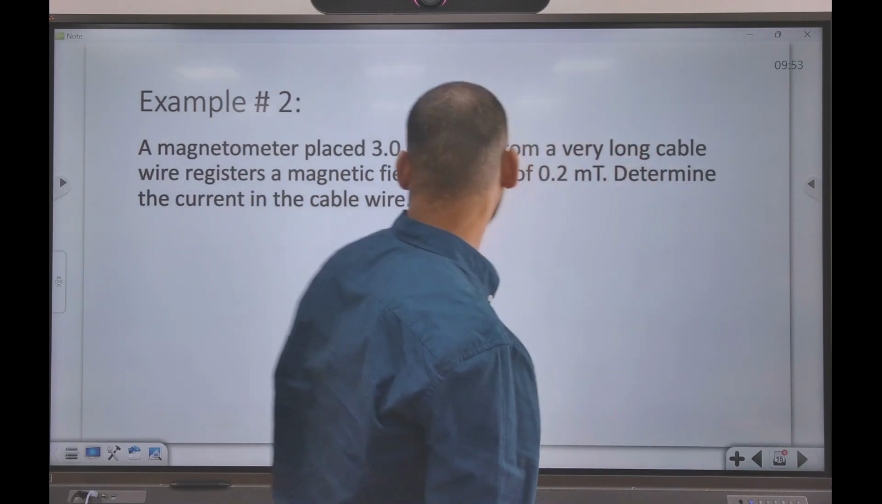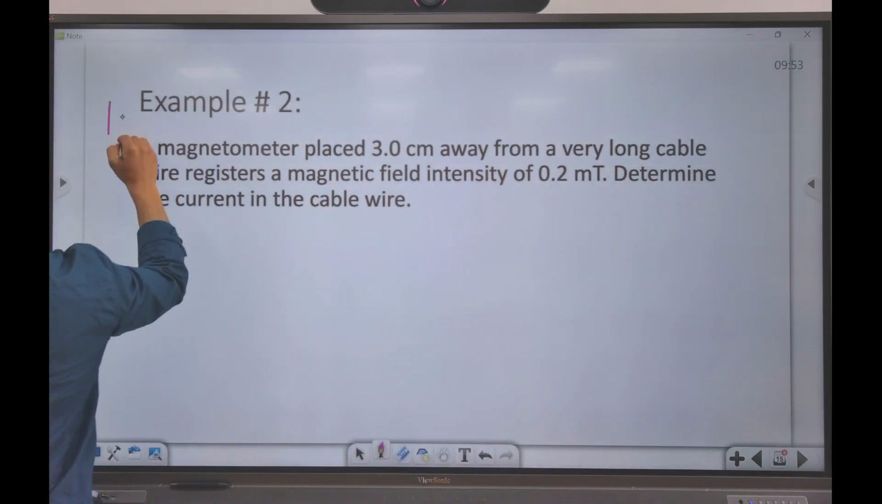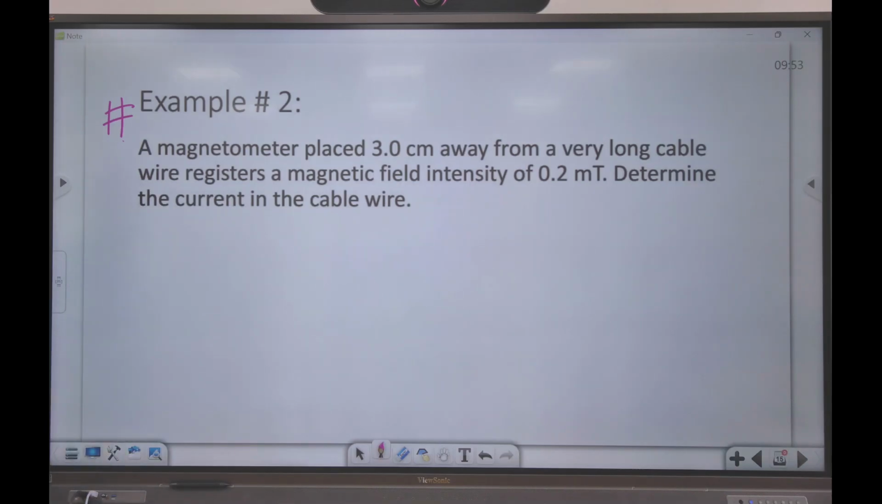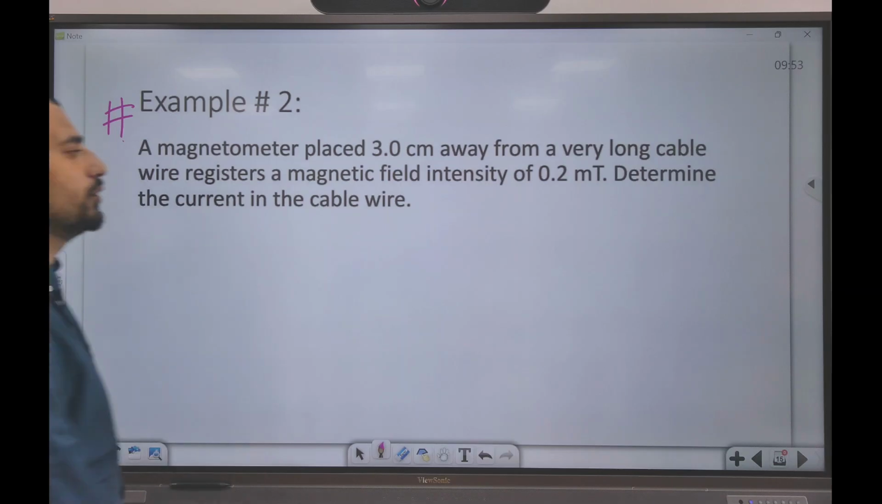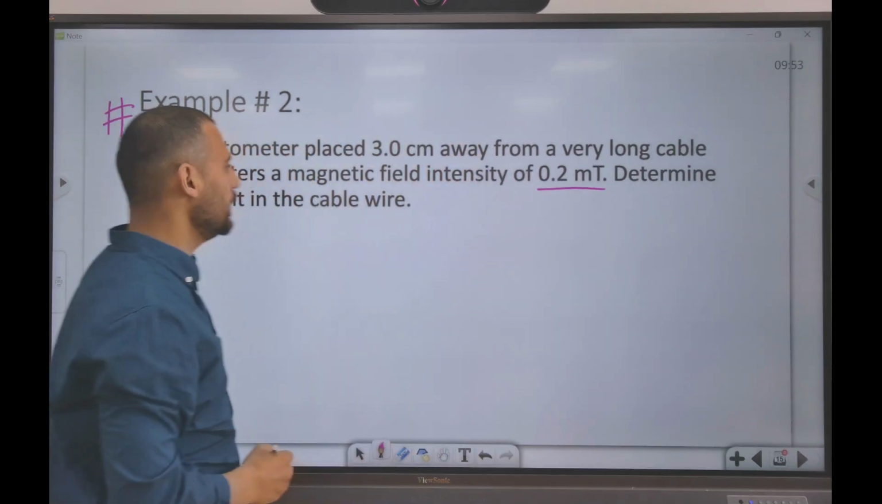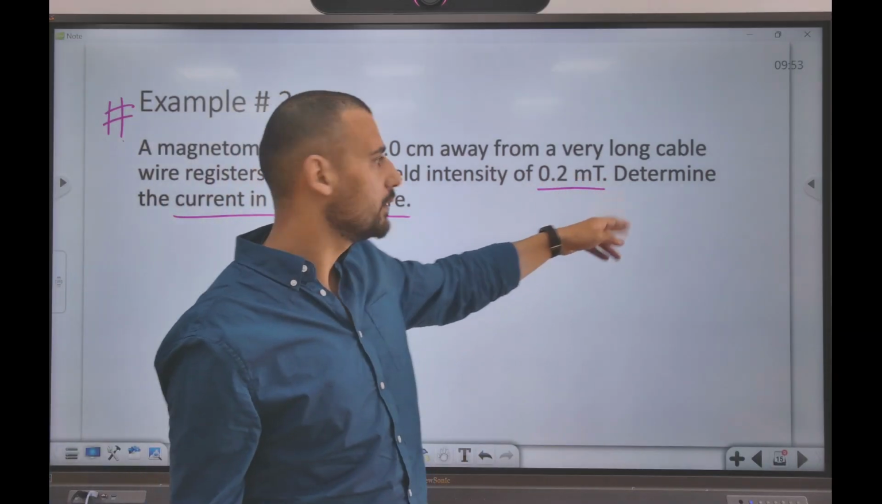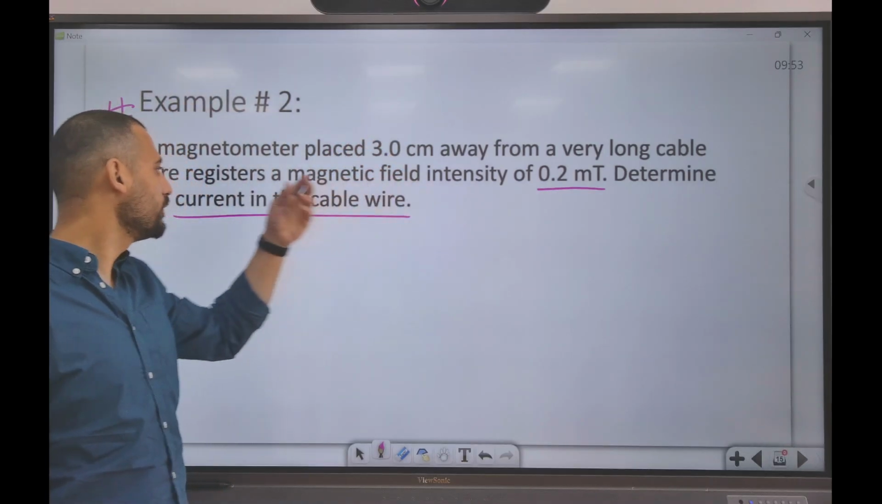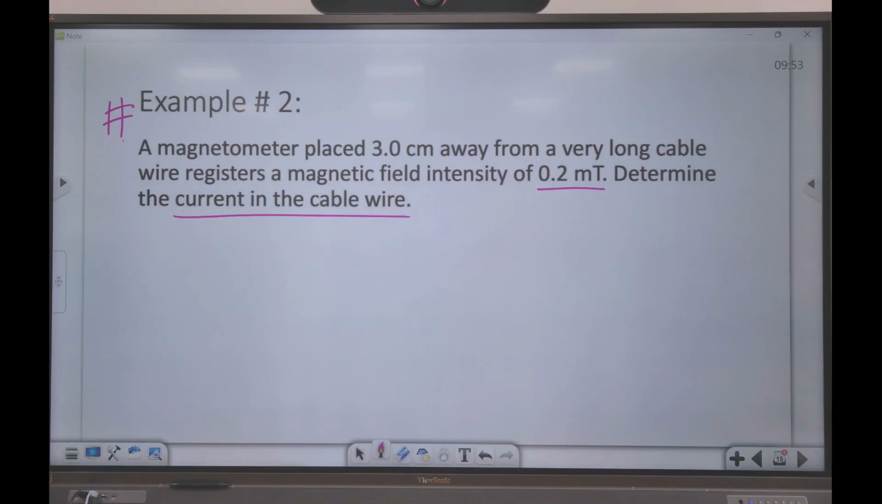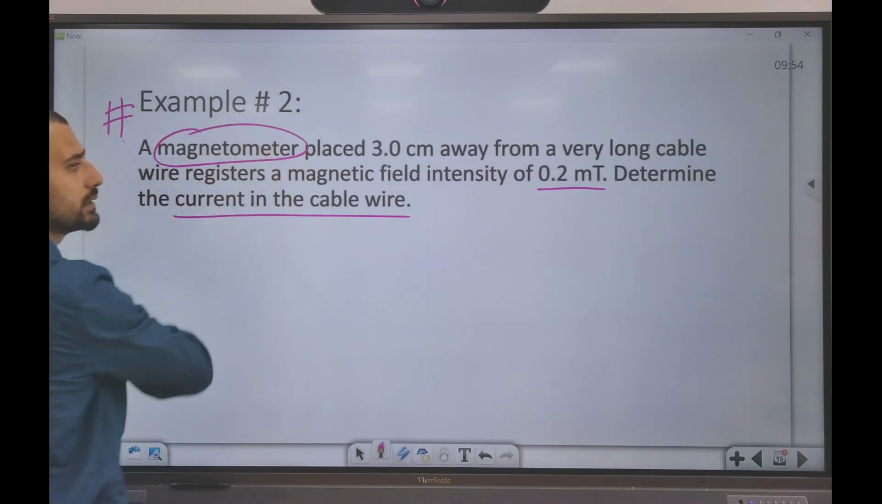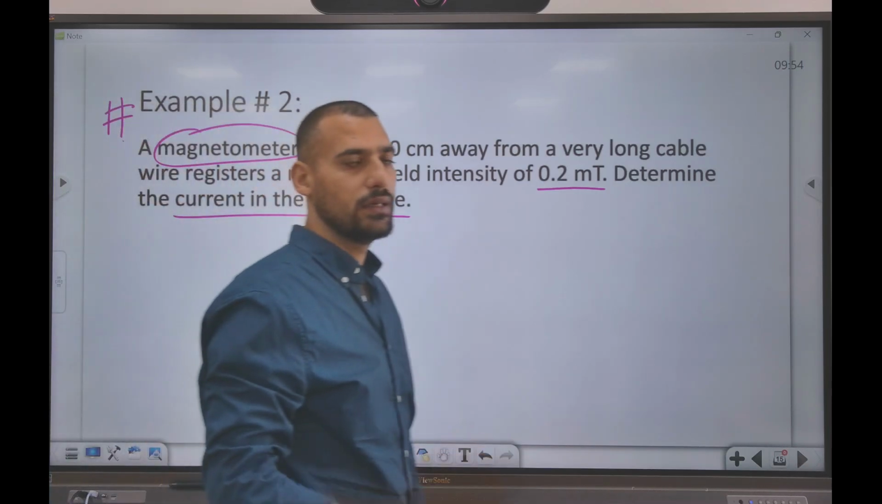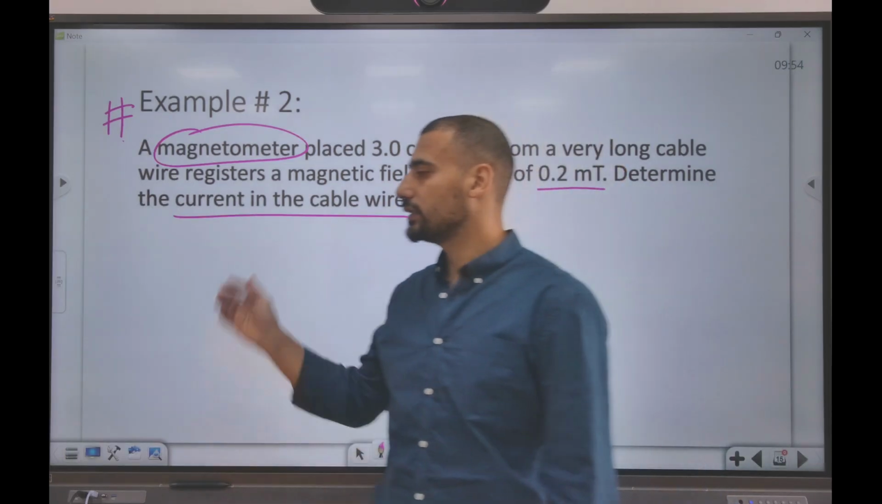Okay. Next, come on, do this question. A magnetometer placed 3 cm away from a very long cable wire registers a magnetic field intensity of 0.2 millitesla. We have to find the current in the cable. We already have the magnetic field. Distance is also given. We have to find the current. A magnetometer measures the magnetic field. It is a device which detects and finds the direction of the magnetic field. Come on, tell me, how do you solve it?